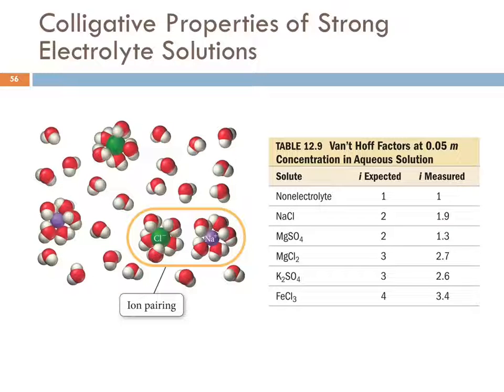So for a non-electrolyte, we would expect a van't Hoff factor of 1, and the measured factor is also 1. The number of moles of particles is equal to the number of moles of molecules that you put in there, because nothing breaks apart. For sodium chloride, we would expect a factor of 2. It's actually 1.9. Magnesium sulfate, we expect 2 as well, because we have 1 magnesium ion, 1 sulfate ion in 1 formula unit. It's actually 1.3. So they're all slightly smaller than what we would expect.